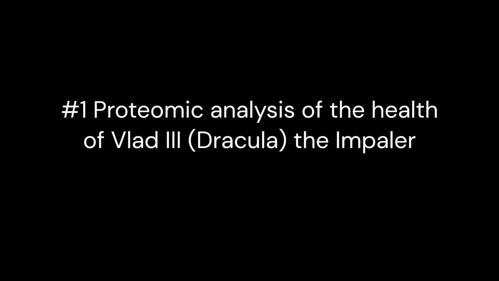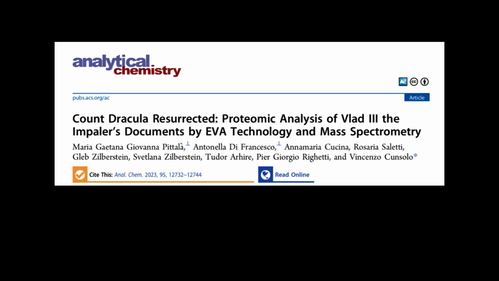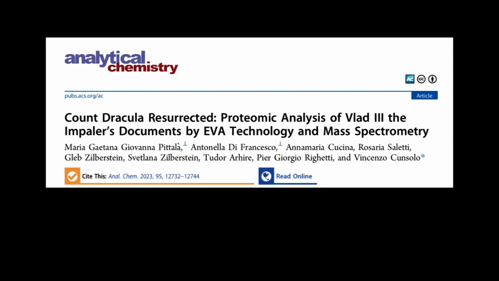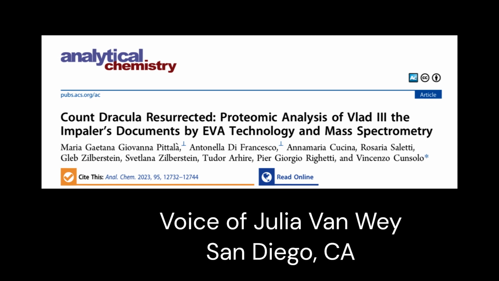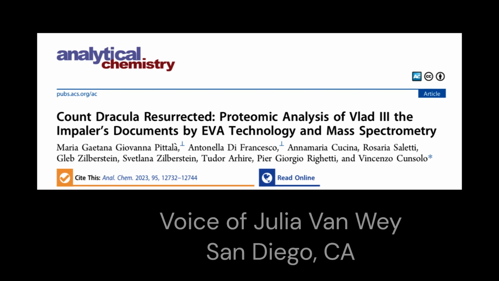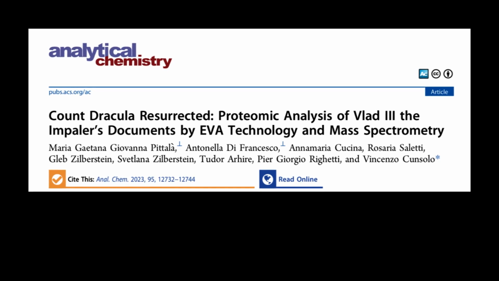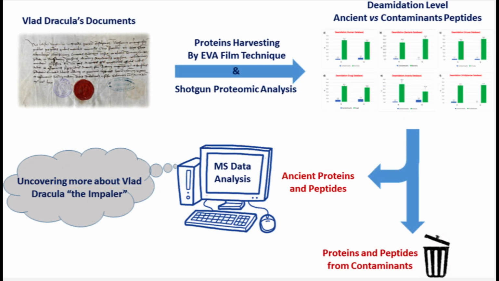The health status of Vlad Dracula the Impaler was thoroughly analyzed through a series of letters that he wrote in 1457 and 1475, allowing detection of a variety of personal afflictions and environmental conditions. Previous techniques were known to cause some damage or contamination to historical artifacts during analysis. Consulo and Associates analyzed 3 letters written by Vlad the Impaler using a new and non-invasive technique known as EVA, which stands for ethylene vinyl acetate.